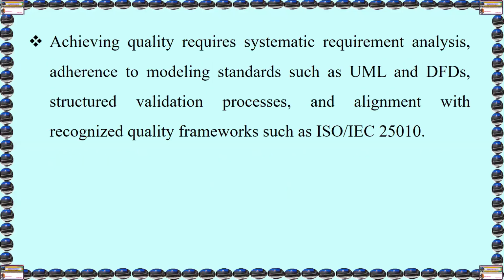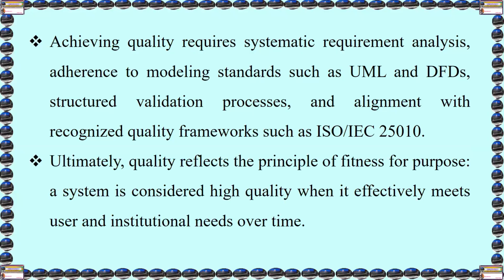requirements are introduced. Achieving quality requires systematic requirement analysis, adherence to modeling standards such as UML and DFDs, structured validation processes, and alignment with recognized quality frameworks such as ISO/IEC 25010. Ultimately, quality reflects the principle of fitness for purpose. That is, a system is considered high quality when it effectively meets user and institutional needs over time.